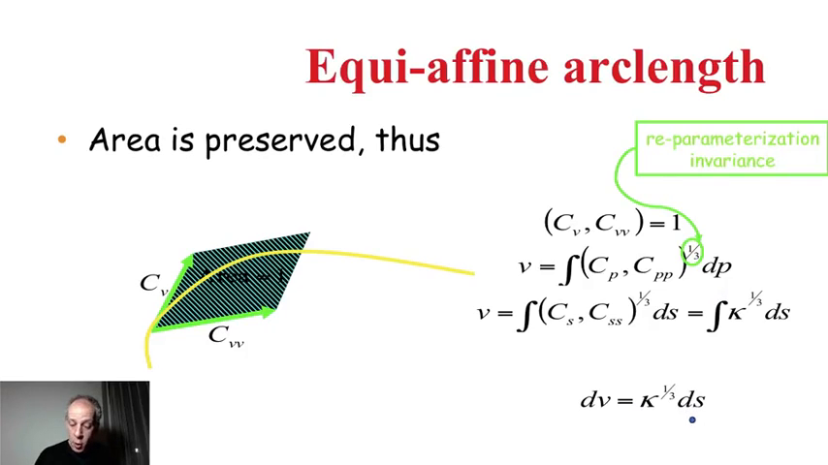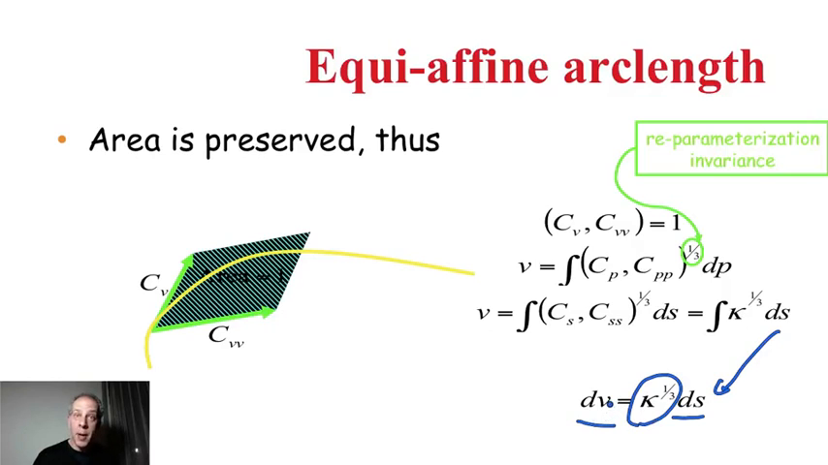And therefore, what we get is an extremely interesting relationship between the Euclidean arc length and the affine arc length. So we have the Euclidean arc length coming from here and the affine arc length, and they are related by the Euclidean curvature. This is a beautiful relationship in differential geometry that relates Euclidean differential geometry with affine differential geometry.